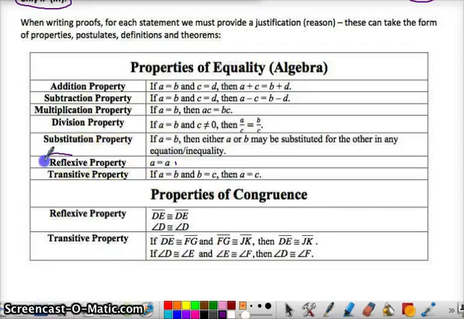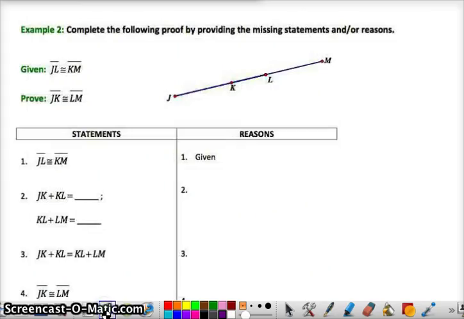Reflexive is like reflection, looking at yourself in the mirror. A equals A, B equals B, C equals C. Transitive property: if A equals B and B equals C, then A must equal C. Right? So we will use those in our proofs.